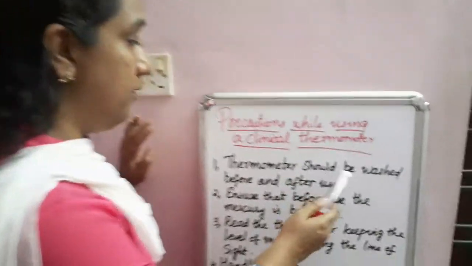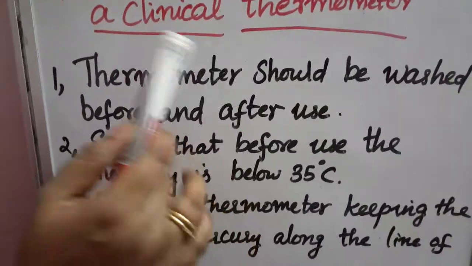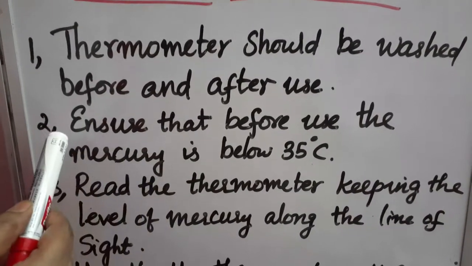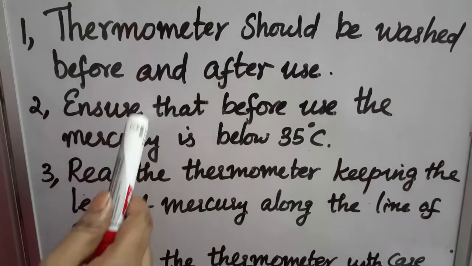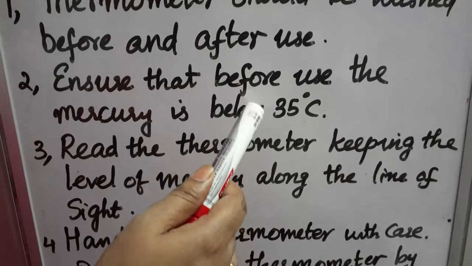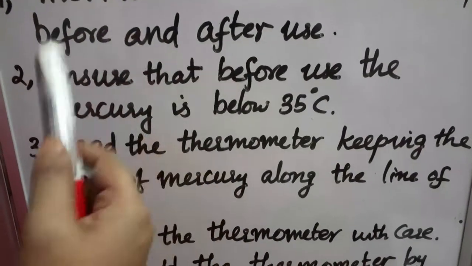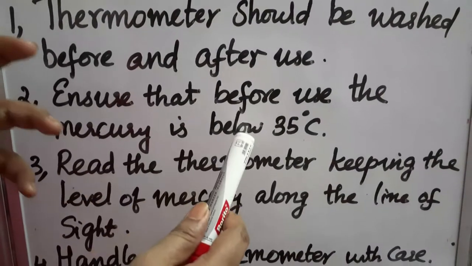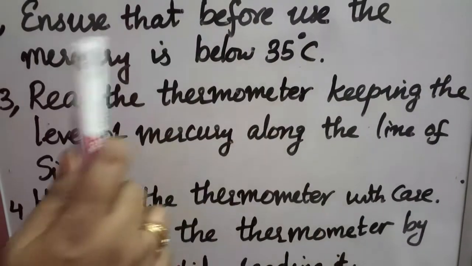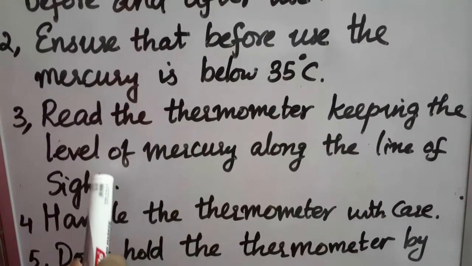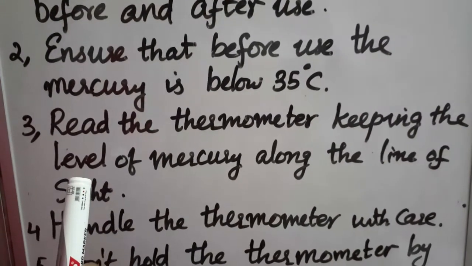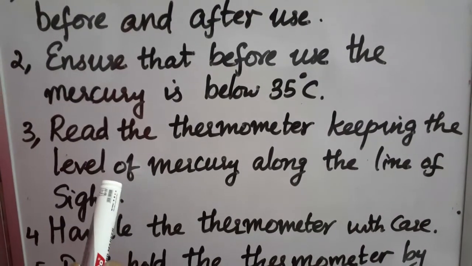The thermometer should be washed before and after use. It should be clean, so we have to wash it before and after use. Second, ensure that before use the mercury is below 35 degrees Celsius. If it is beyond that, we will not get a correct measurement. So before taking the temperature, the mercury level should be below 35 degrees Celsius. Third, read the thermometer keeping the level of mercury along the line of sight. I have shown you how to take the measurement. You have to keep the thermometer at the level of your eye.